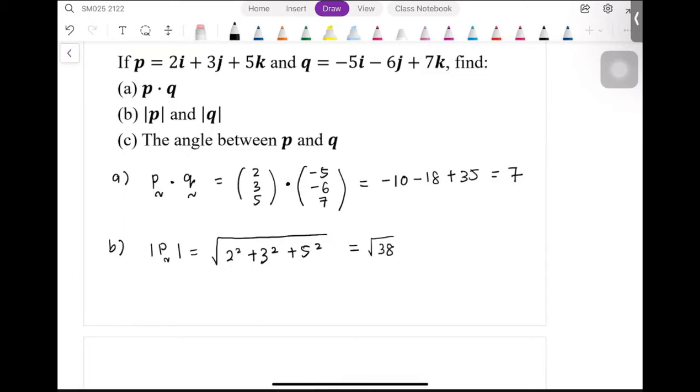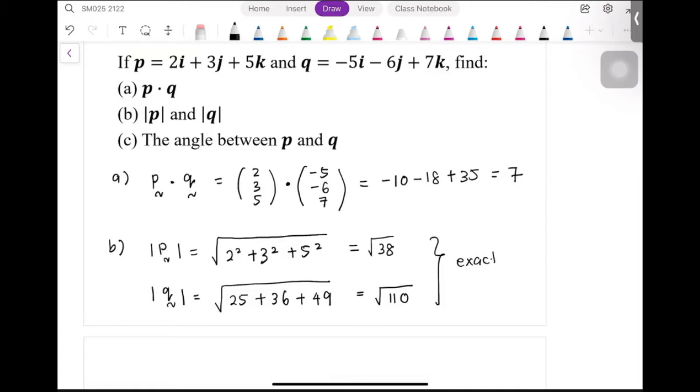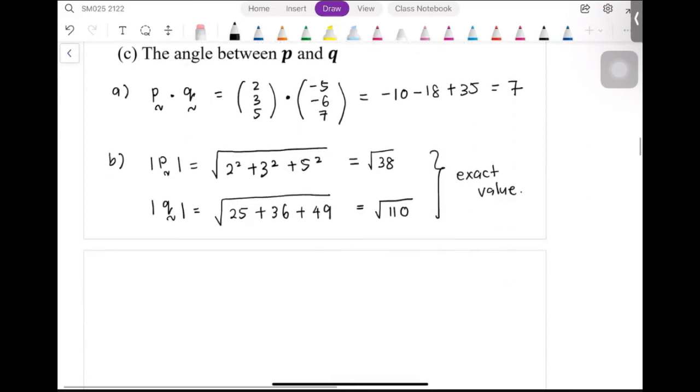Next one, we have to find the magnitude of Q. So square root of -5 squared, so 25, plus -6 squared, so we get 36, and last one plus 7 squared, so we get 49 here. So sum this up, we get root 110. Normally for the magnitude part, leave your answer as an exact value. So leave it in root form. Don't take decimal places.